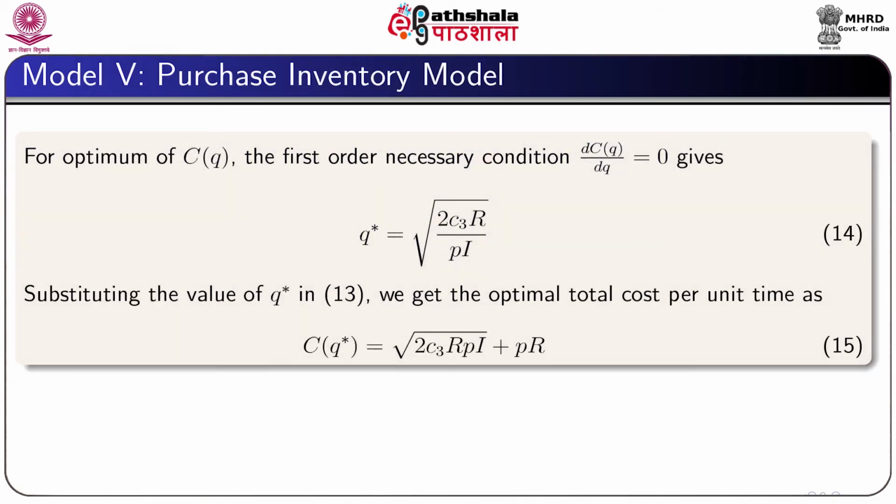From the first order necessary conditions, we get dC by dQ equal to 0, which gives Q star equal to root over 2C3R by PI. Substituting the value of Q star in equation 13, we get the optimal total cost per unit time as CQ star equal to root over 2C3RPI plus PR.